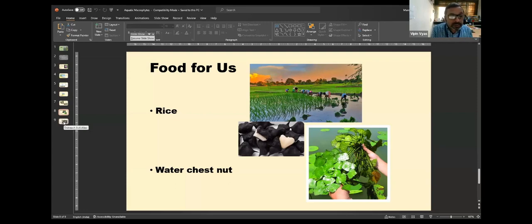Apart from this water chestnut, you might have seen the stem of lotus, which is also very nutritious, and it is a good delicacy also. So these are macrophytes which serve as food in addition to fishes. These plants are also very useful for us, and they all are wetland plants. So in this way, these plants are very useful for humans also. Next, please.